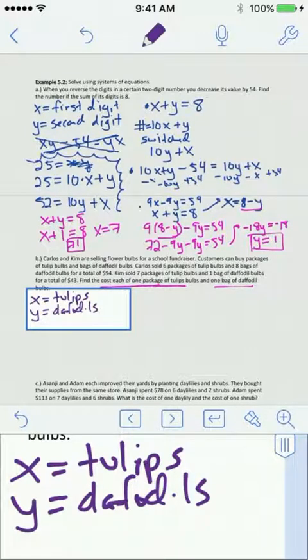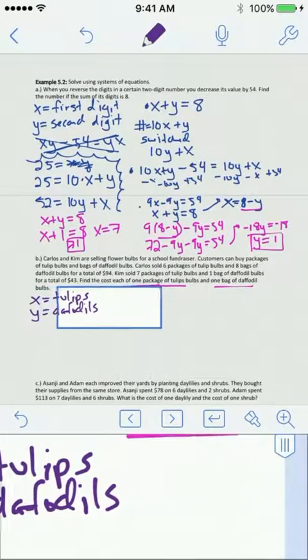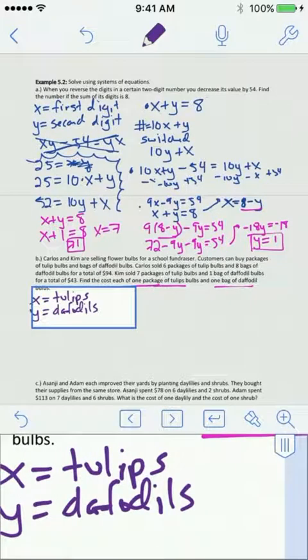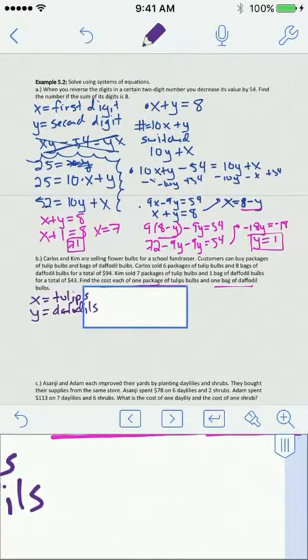If you were not a fan of the last problem, you'll probably be more of a fan of this problem, right? And I totally spelled daffodil wrong, but I just don't care. Alright, tulips and daffodils, right? And once we find a coordinate pair, we're able to answer our question. So let's go ahead and do that. Now we've defined our two variables. Next we need to come up with two equations.